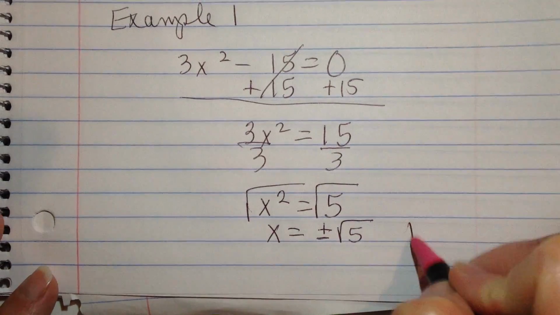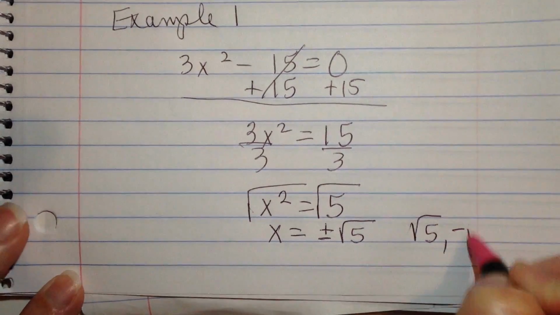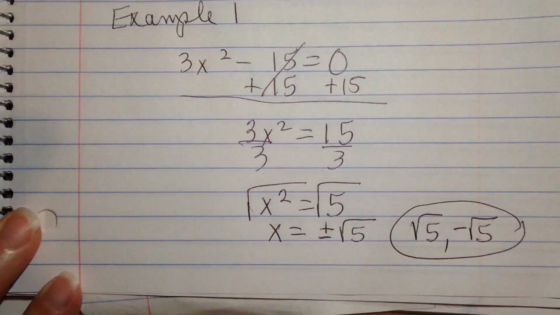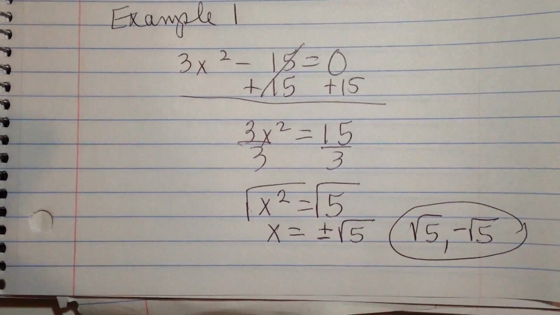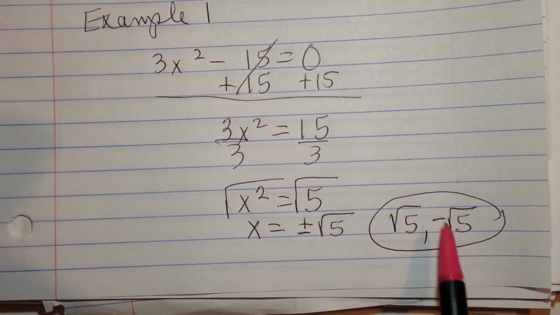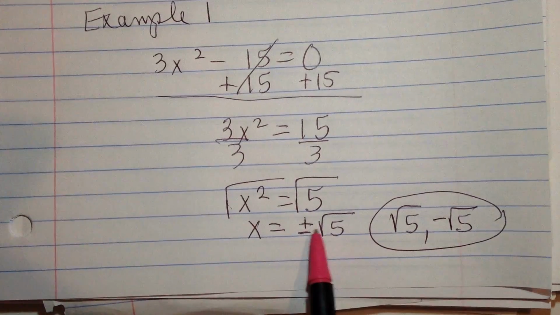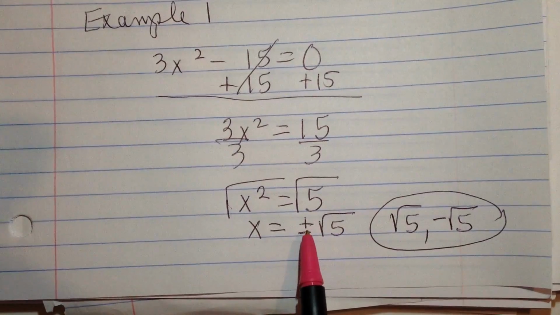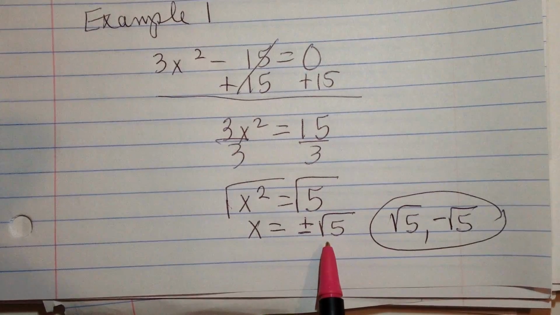So your answer would be the square root of 5 and negative square root of 5. In your homework, you would have to put the square root of 5 comma negative square root of 5, because really this is like two separate answers, positive square root of 5 and negative square root of 5.